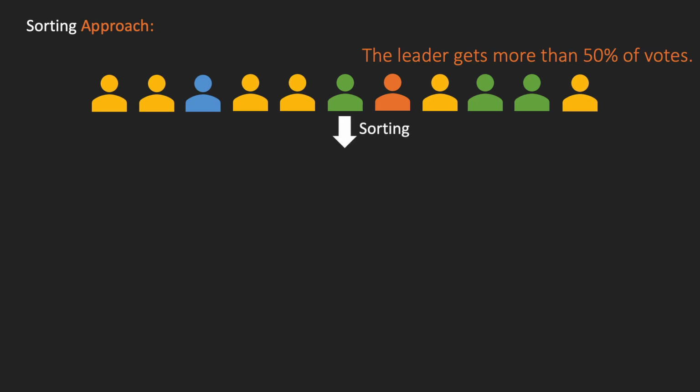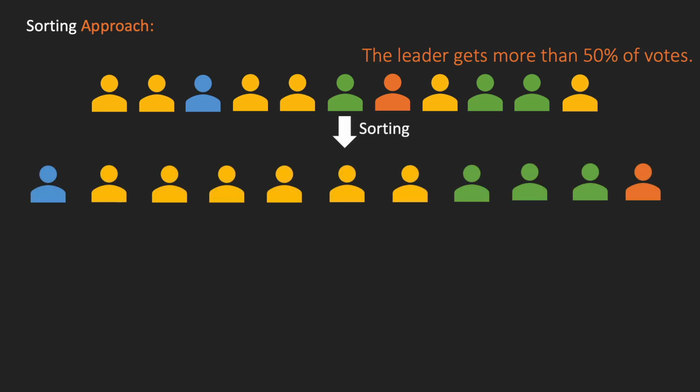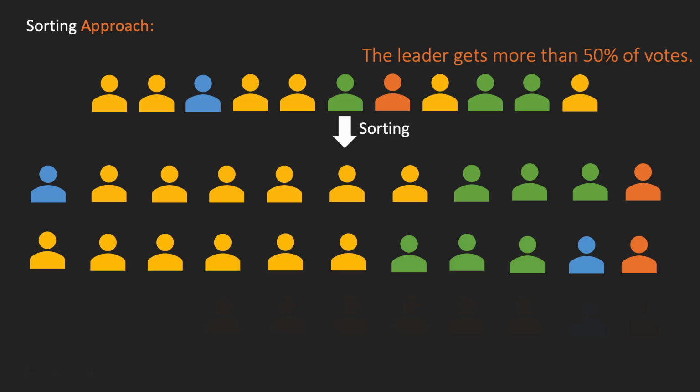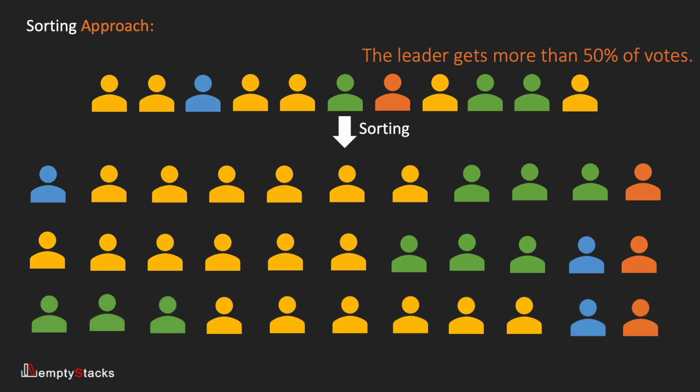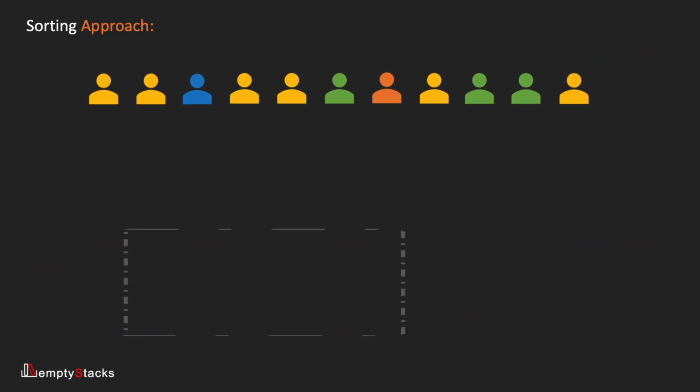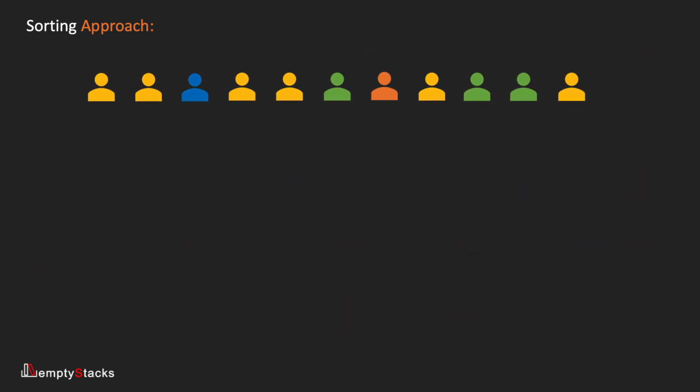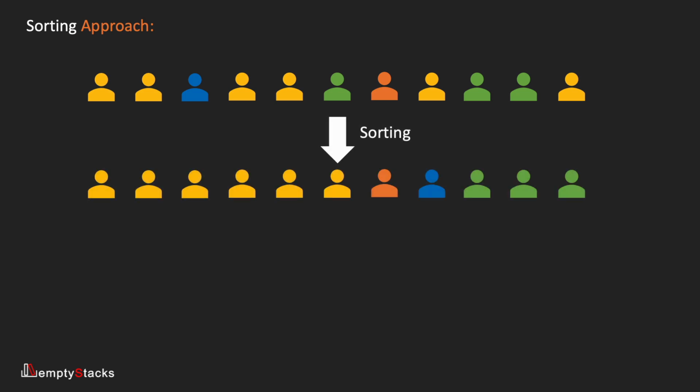What if we sort the voters on the basis of candidates? So all yellow voters comes together, all green comes together and so on. When sorting, it doesn't matter which color comes first. But if you notice, since more than 50% of votes are casted against only one candidate, in the sorted arrays, the middle element will always be a vote to the majority candidate. So we can form an algorithm. Firstly, we sort the array and then we return the middle element from the sorted array.